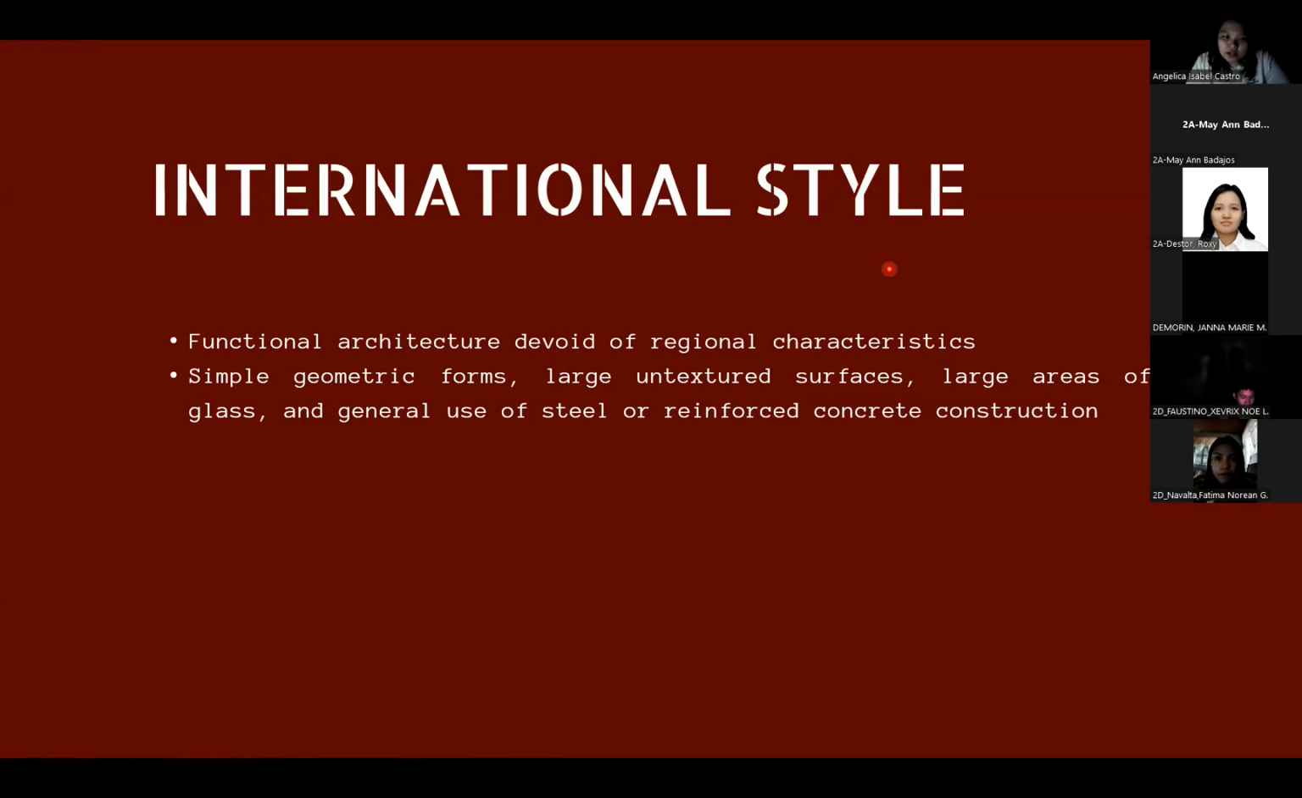Anyway, so international style is functional architecture devoid, meaning walang influence of regional characteristics, simple geometric forms, large untextured surface, large areas of glass, and the general use of steel and reinforced concrete construction. This for me, international style for me, is your general idea of modern architecture.